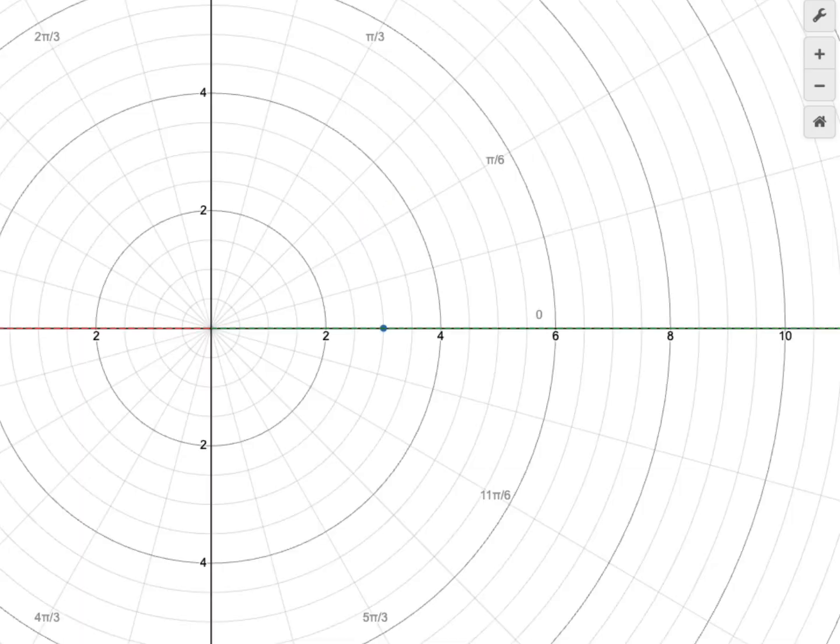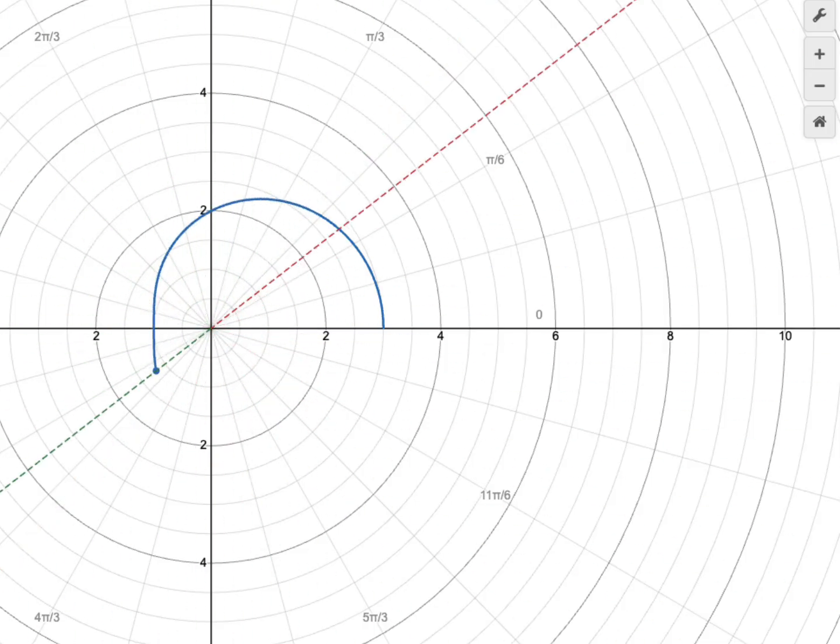Now we'll consider the polar function. As theta varies, we simply rotate around the polar space. So r is a function of theta, so r may vary as theta varies, and you can see that r, the distance between the blue point and the origin, is changing as theta changes. And then our polar curve is simply the path of that blue point.